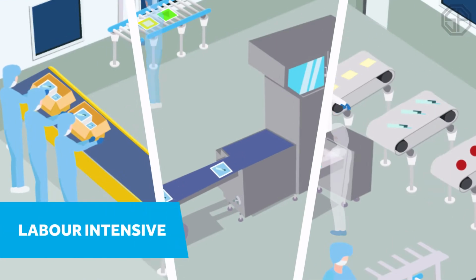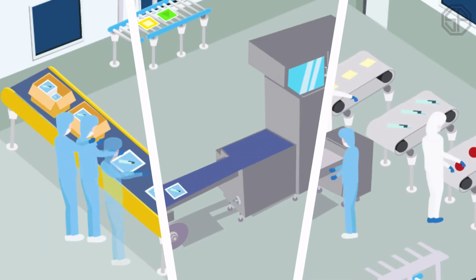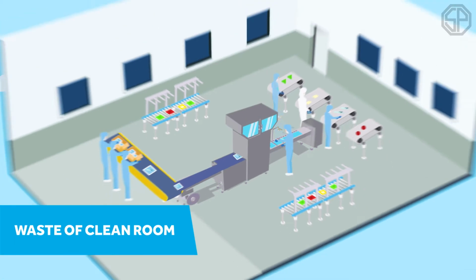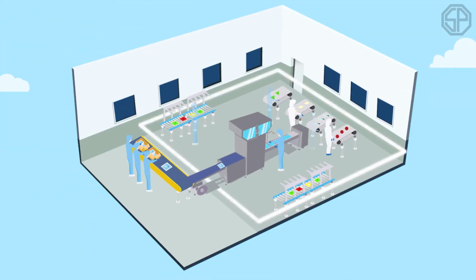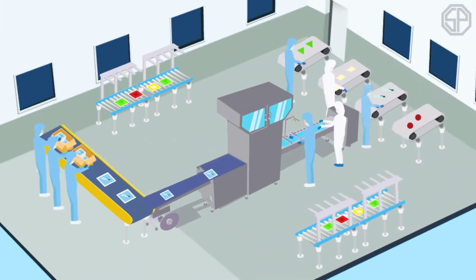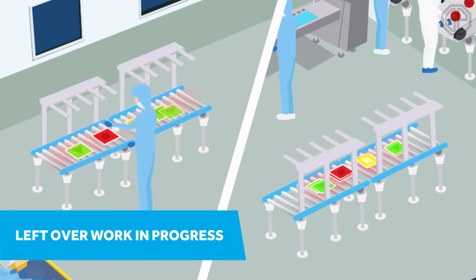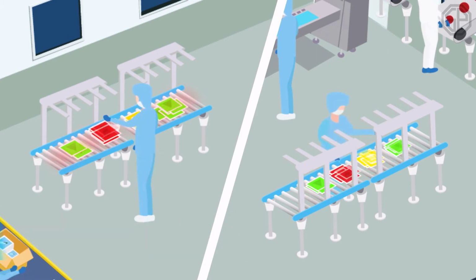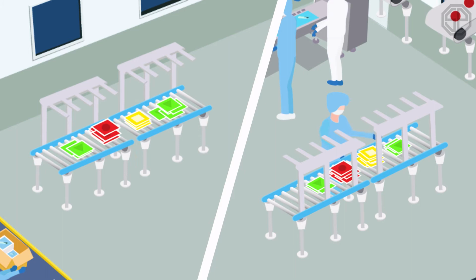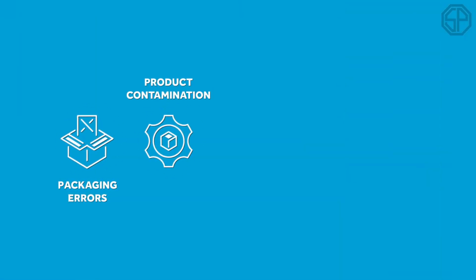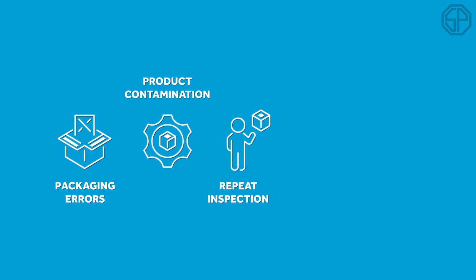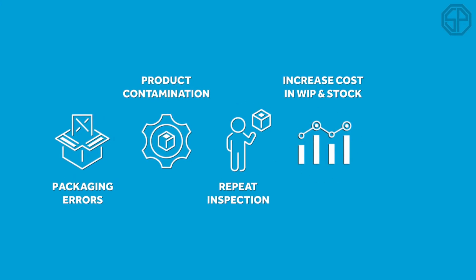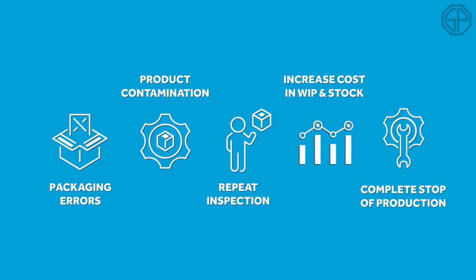This traditional process is labor intensive, uses excessive cleanroom space. In this illustration, there are four products being assembled and manufactured, but only one product that can be packed at any one time. The work in progress can be significant. This method of packaging may lead to a number of issues, such as packaging errors, product contamination, repeat inspection, increased cost in WIP and stock. If the line goes down, then it's a complete stop of production.